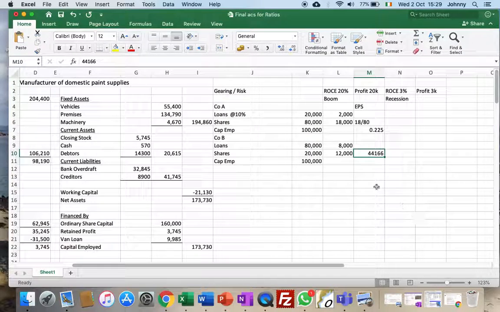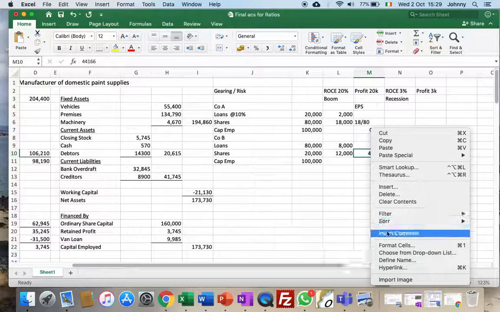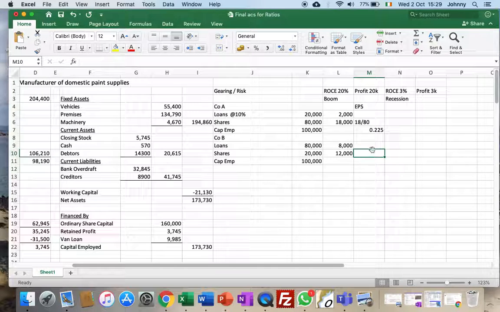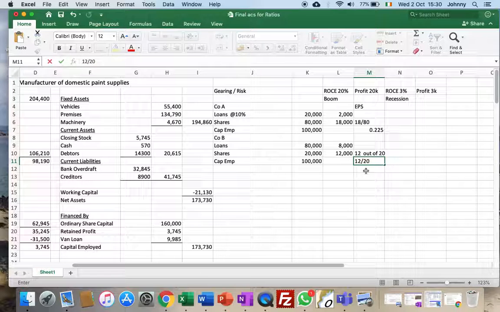Okay, so for this one, what we said was there was 12,000 profit paid out among 20,000 shares. I'm just going to say 12 out of 20. So turn that into a number. Let's say one shareholder owns 20,000 shares, and that is his business from all of his investment.